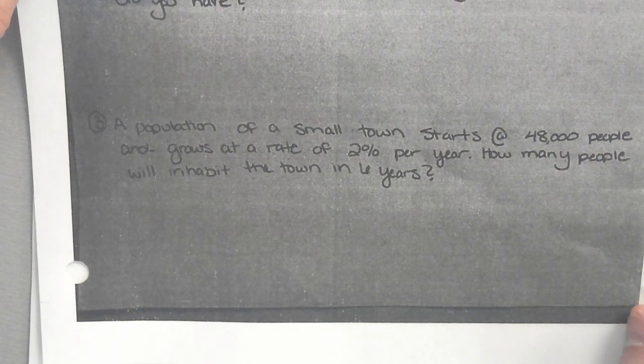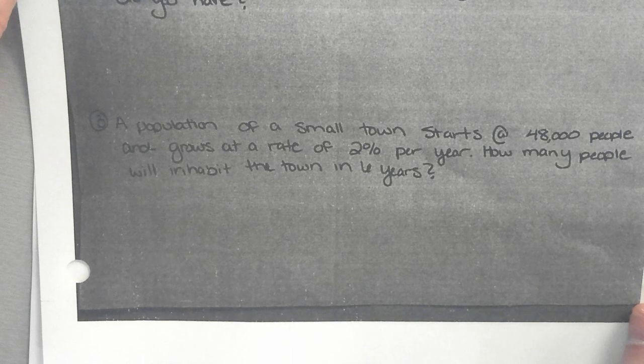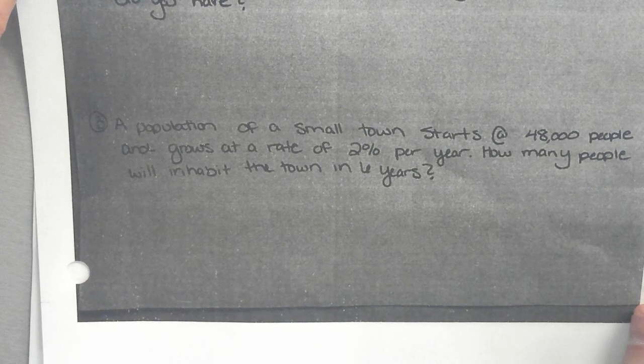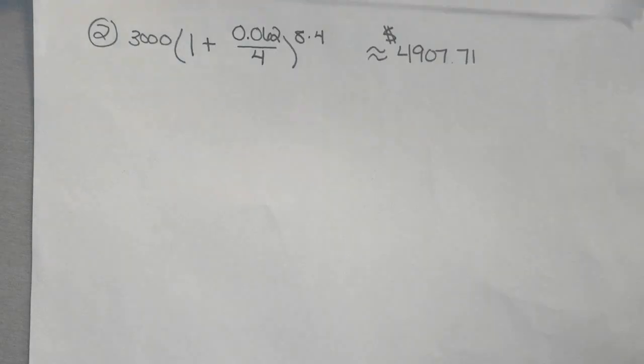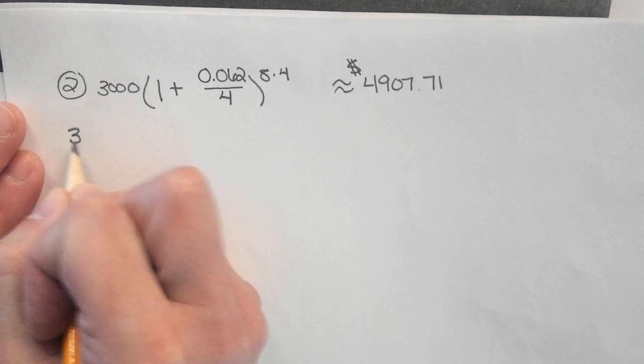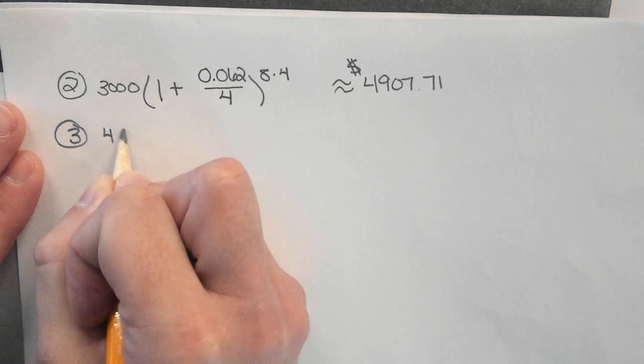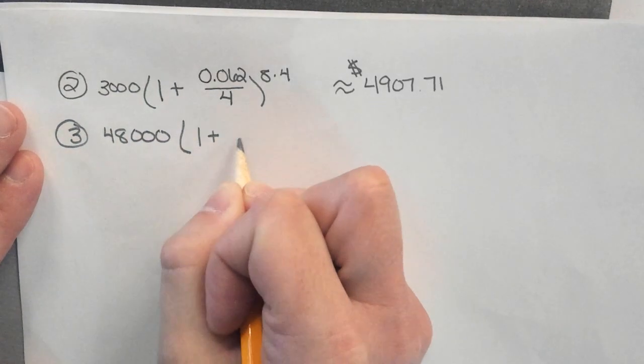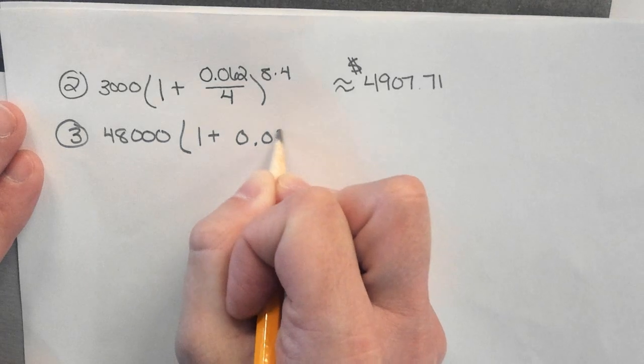Alright. Number 3. We've got a small town with a population of 48,000 people, and we're growing at a rate of 2% per year. How many people in the town in 6 years? Here we go. Number 3. Again, initial value, 48,000 people. 1 plus. We're growing at a rate of 2%.